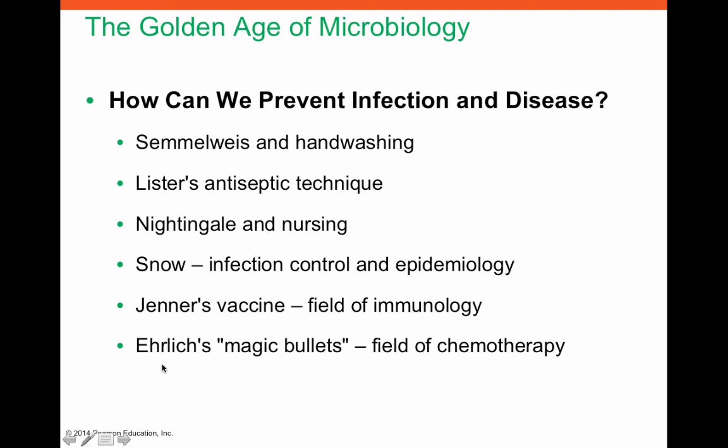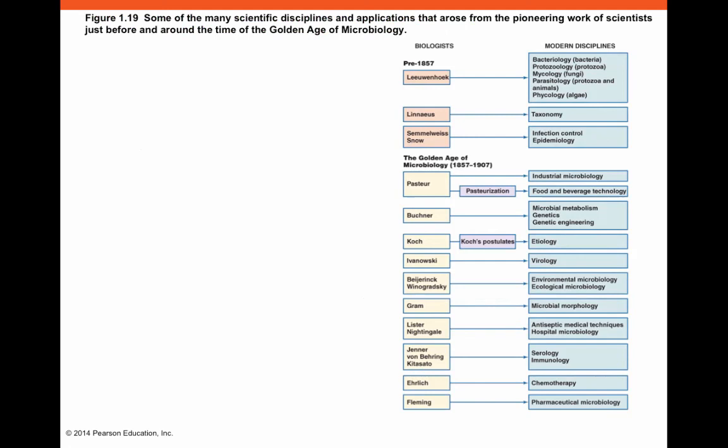Ehrlich was the one who is considered the father of chemotherapy, or the father of developing drugs to treat diseases. Chemotherapy is nothing but drugs to treat disease. If you take an antibiotic, technically you're undergoing chemotherapy, even though by custom we generally use that to describe drugs that treat cancer. So Ehrlich came up with a drug to treat syphilis, actually.